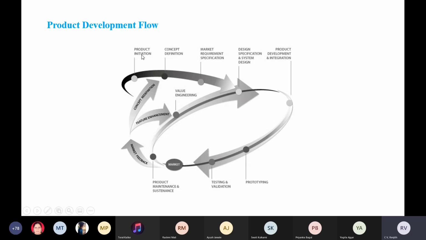You start your product development at the product initiation phase. This is the phase where you decide to start your product development. Once you decide, you need to do two things. One is that you need to do a customer survey and market research study. That will be done by the sales and marketing engineers. It's very important for us to do both of these things.